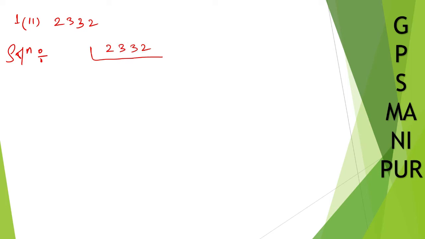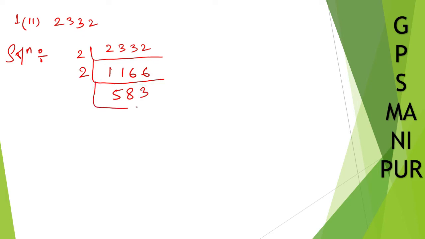2332. Now start dividing. You can divide by 2. 2 ones are 2, 2 ones are 2, 2 6s are 12, 2 6s are 12. Again, we can divide this number by 2. So 2 5s are 10, 2 8s are 16, 2 3s are 6.